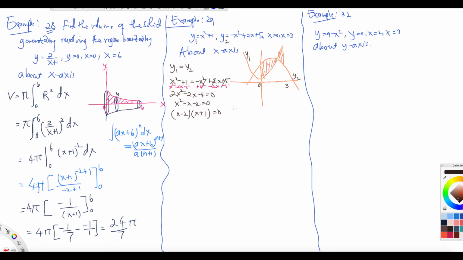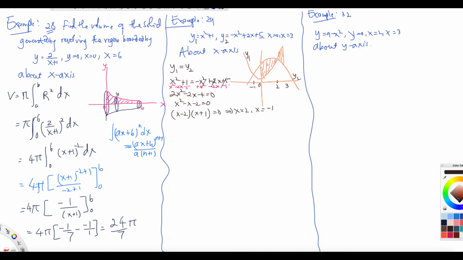So what you get is, this implies x equals 2 and then x equals -1. This will be -1, and that point of intersection is basically 2. That's what you get, right? So you will be finding out that guy.